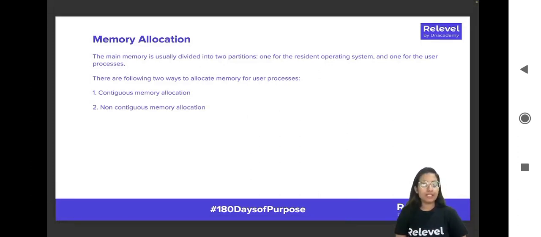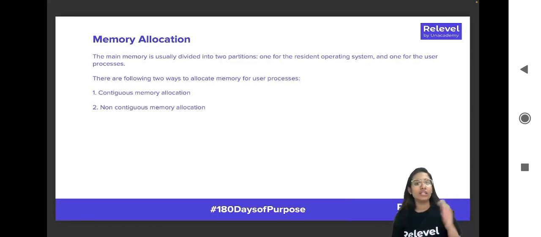So whenever you have main memory, it is always divided into two parts. One is the part where your operating system resides, and one is the part where the processes created by the user reside. Here we are just going to talk about the part of the memory where the user processes reside. In that, there are two ways to allocate the memory used for user processes.